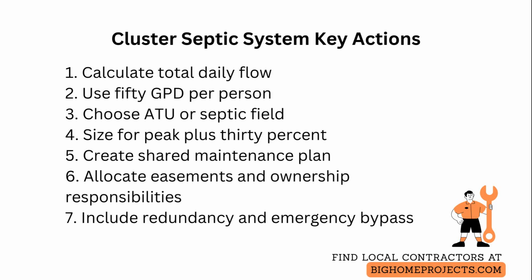Allocate easements and define ownership responsibilities clearly so each lot owner knows payment share, access rights, and repair obligations, and record those terms with the local land records. Include redundancy and an emergency bypass, such as a secondary leach area or temporary holding tank to handle peak loads or treatment unit outages without contaminating groundwater.